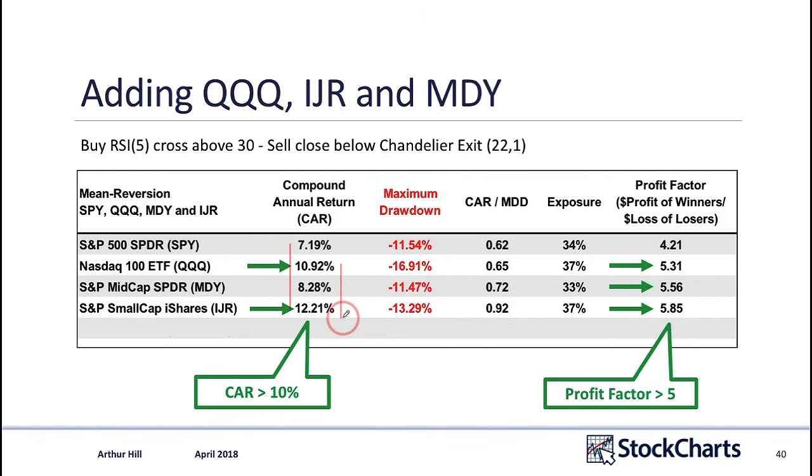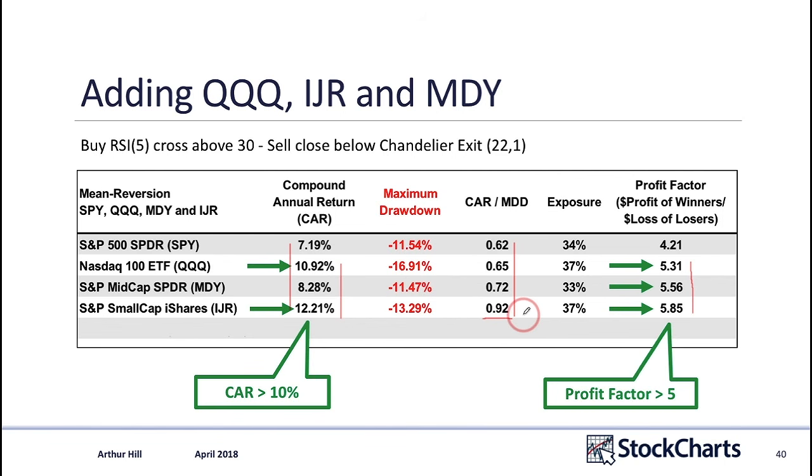That's good. We can also see that the profit factor is very high. And the profit factor is the total dollar profit from the winners divided by the total dollar loss from the losers. And you can see it's above 5. And that's kind of like your ex-ante reward to risk ratio. So this is a very good profit factor that we're getting here. So those numbers all look good. And you can see the CAR relative to the maximum drawdown is not too bad either. And we almost got to an even level there at 0.92 for IJR, which means our compound annual return was almost equal to our drawdown.